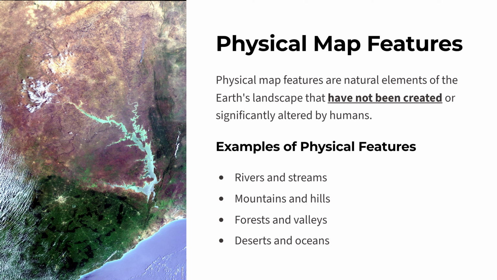Examples include rivers and streams, mountains and hills, forests and valleys, deserts and oceans. When you look at a physical map, you are seeing how the land truly looks, where it is flat, high, wet, or dry. So whenever you see blue for water or brown for mountains, remember, those are physical features.